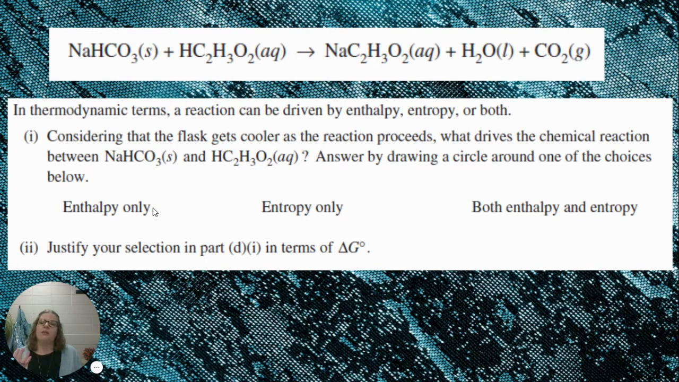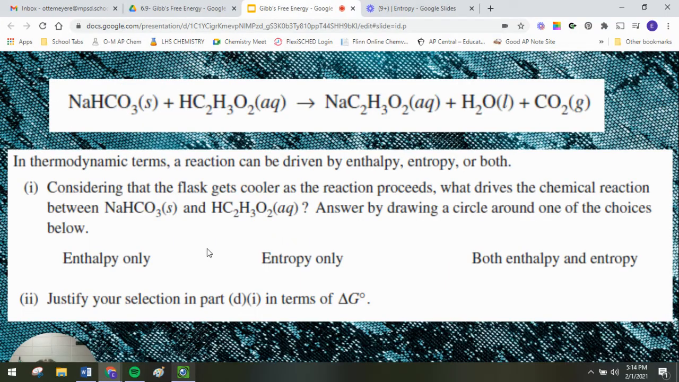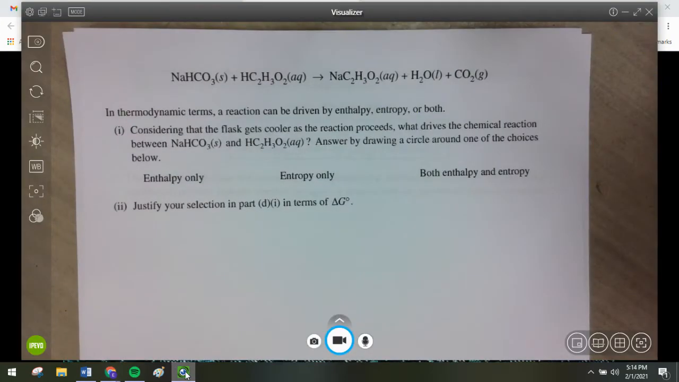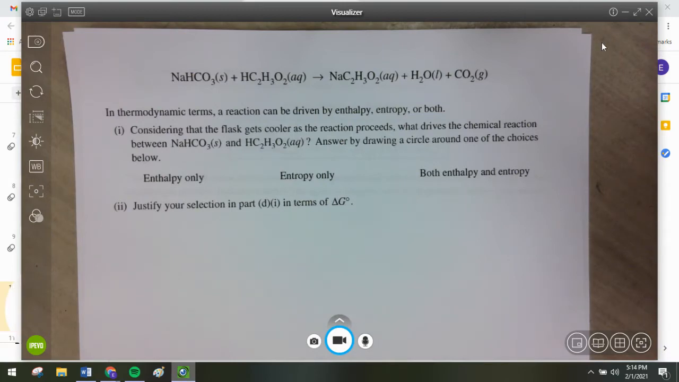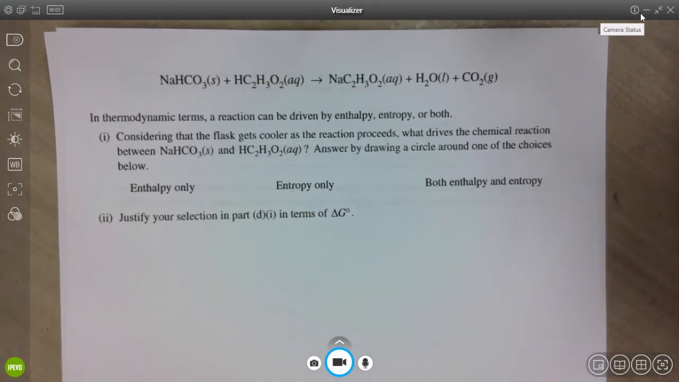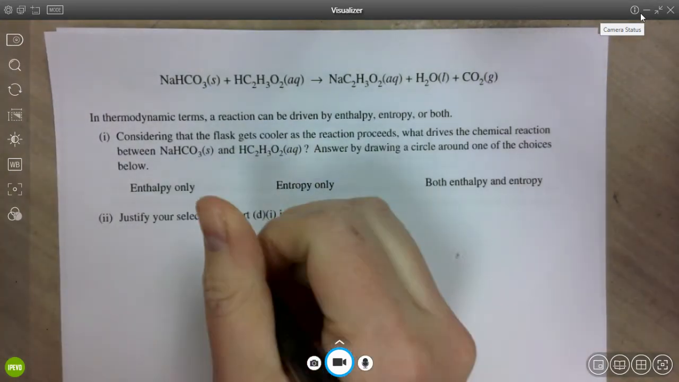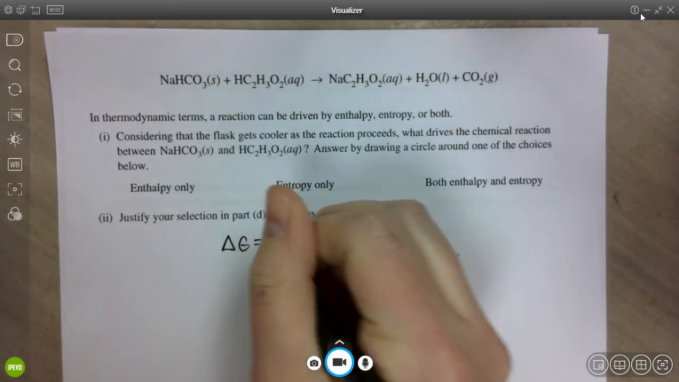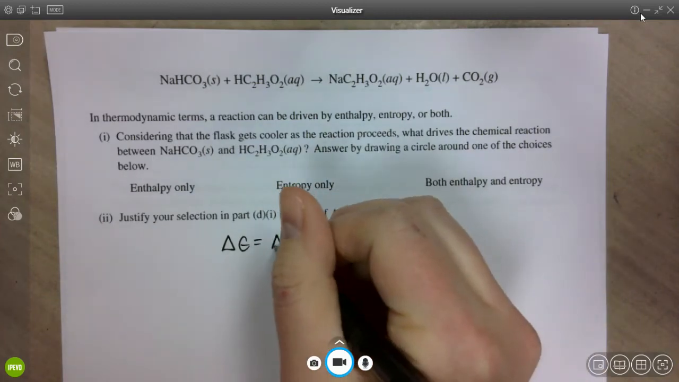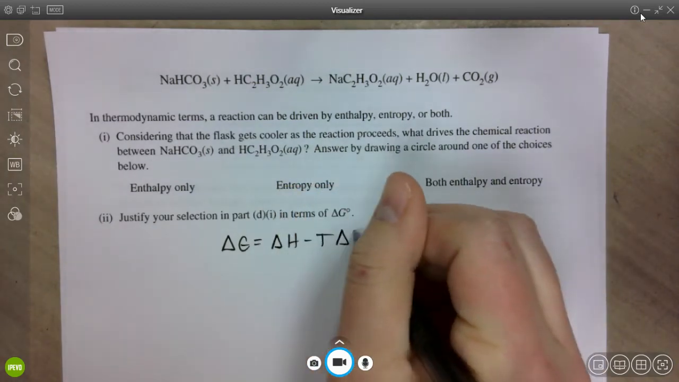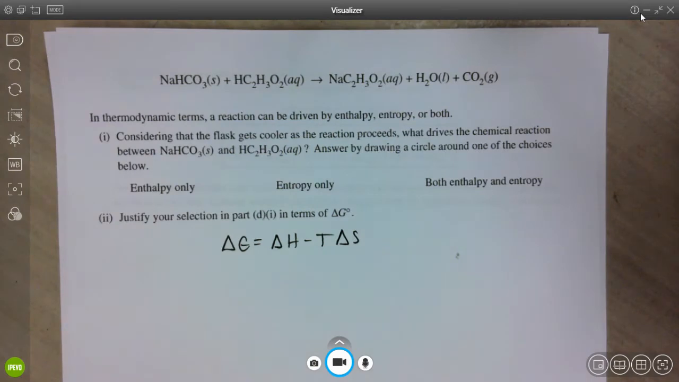That's the first part. And then you're going to justify your selection in terms of Gibbs free energy. So they're kind of leading you there to talk about Gibbs free energy at some point. They're like, hey, you probably want to think about Gibbs free energy. So we're going to take a look at this. Now, there are some context clues here. It's telling enthalpy and entropy. So that means we are going to have to think about our equation, delta G is equal to delta H minus T delta S. And so we're going to have to read through this problem and figure out some context clues about what the heck's going on.